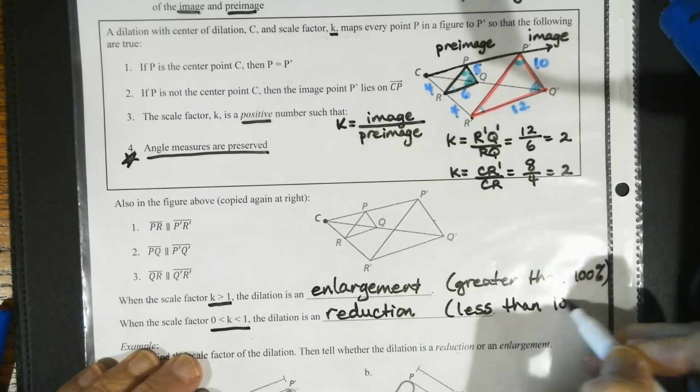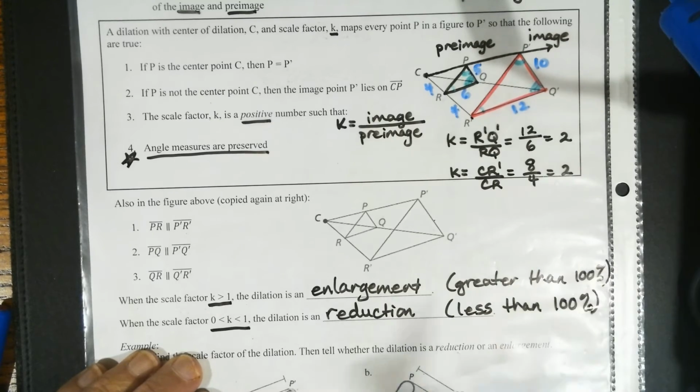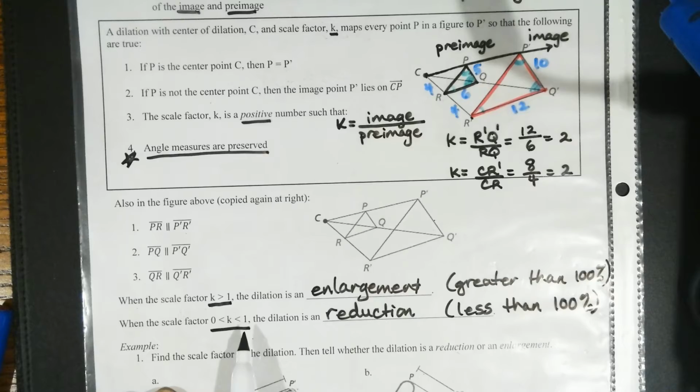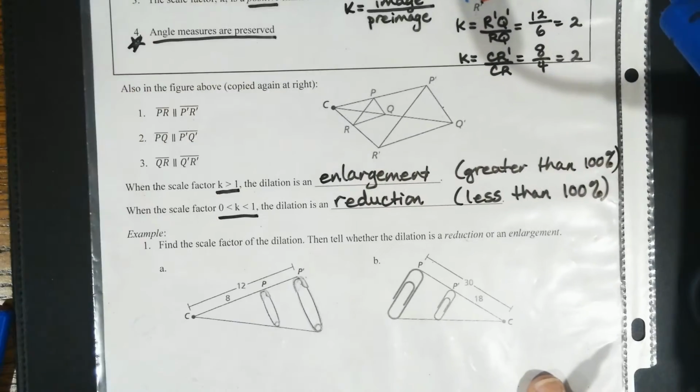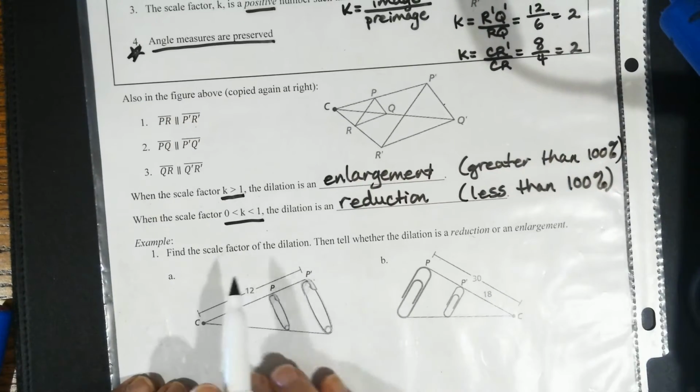And if this helps you remember, great. So if it's less than 1, it's a reduction. If it's greater than 1, it's an enlargement. So here are 2 examples where you just have to look at the scale factor.